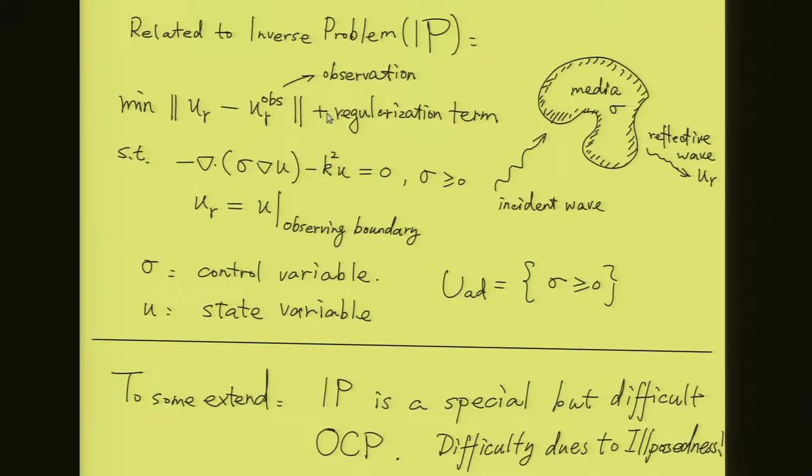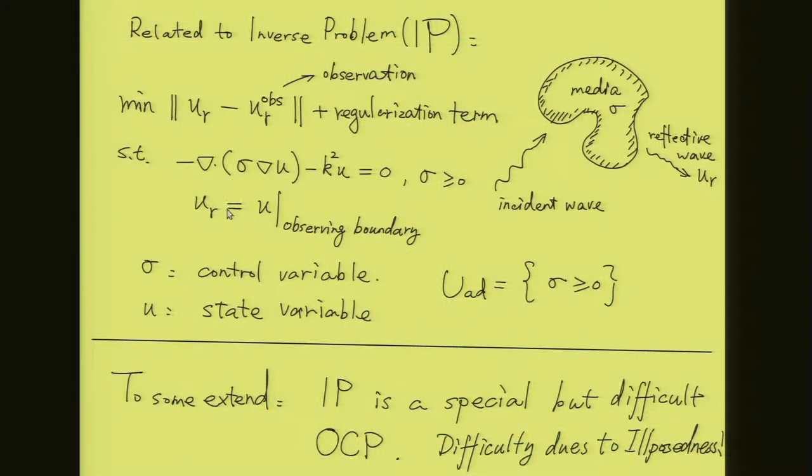It can be different kinds of equations, such as the EIT problem given in the lectures here, and the equations can be a little different. And then this u_R is given by this u on the observing boundary. So basically this formulation looks like an optimal control problem. And definitely we will always have this regularization term, otherwise this problem will be really terrible due to its ill-posedness.